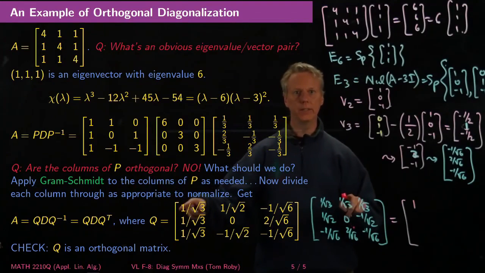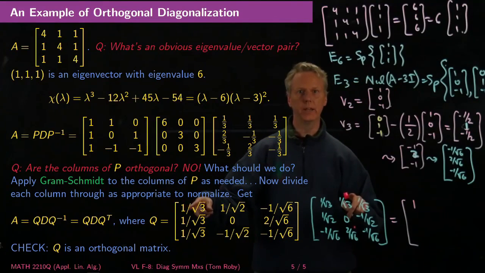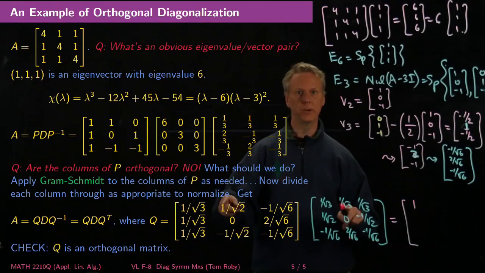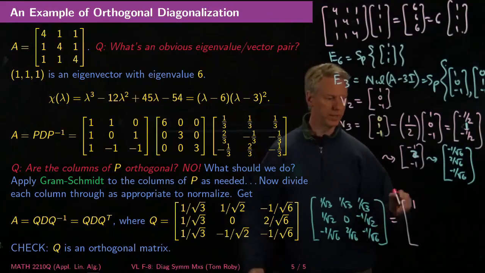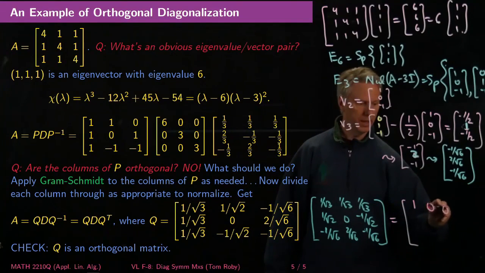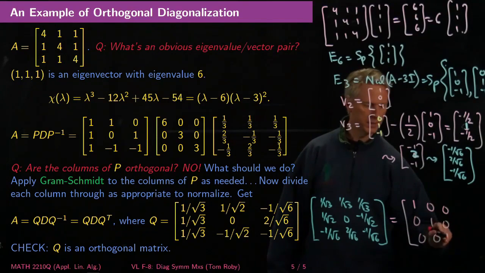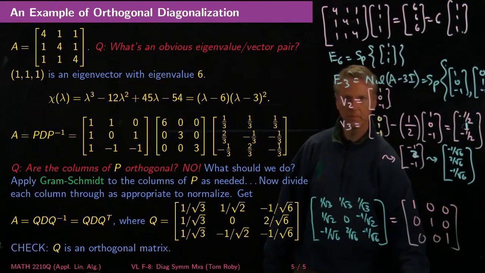If I take this one dotted with this one, I get a third plus 0 minus 2 sixths, which is a third. So I get 0. Okay? And so if you check all those entries, you'll find that you get the identity. Okay?